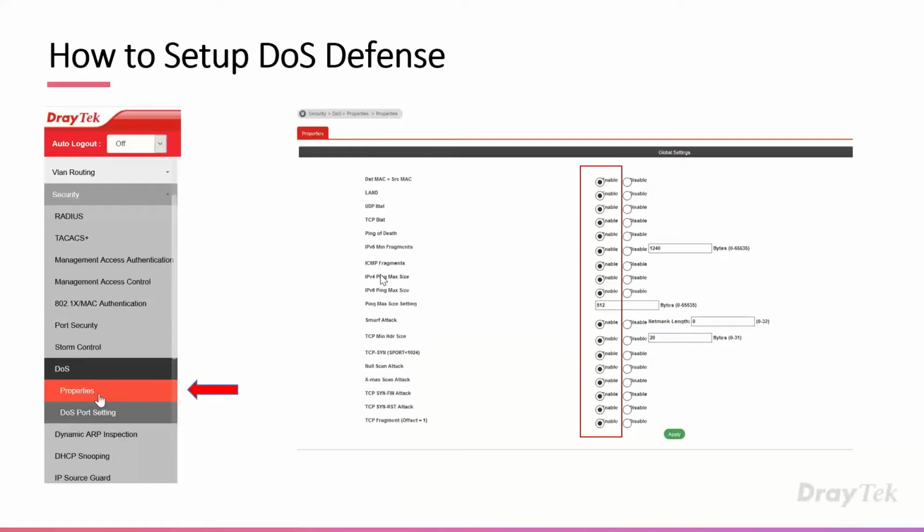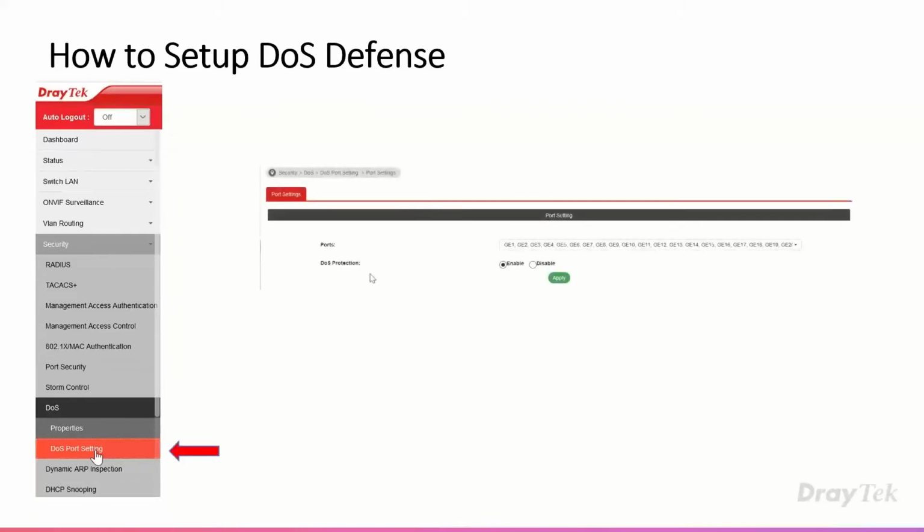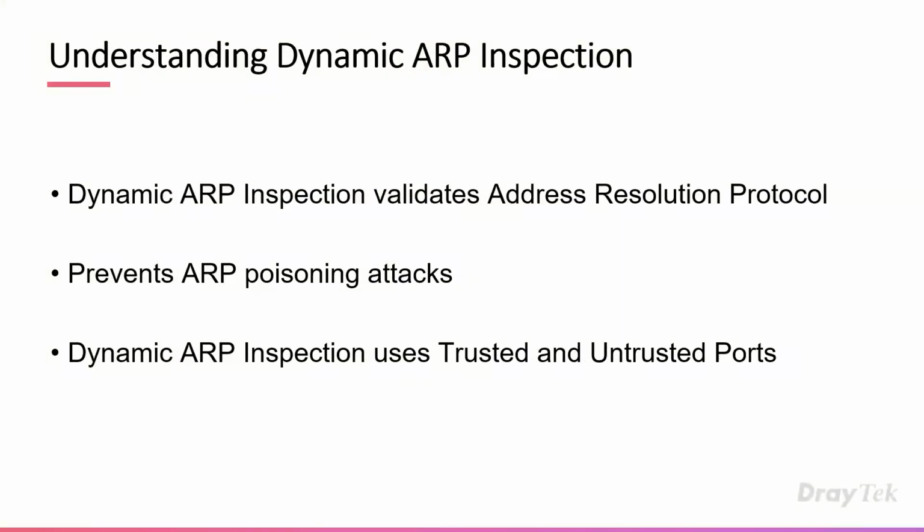So after we enable the wanted services, we can move to DOS port settings, and obviously select the ports that you would like to apply DOS to. Enable DOS protection and press apply. Let's move to dynamic ARP inspection right now. So I will call this DAI because it's quite a long name.